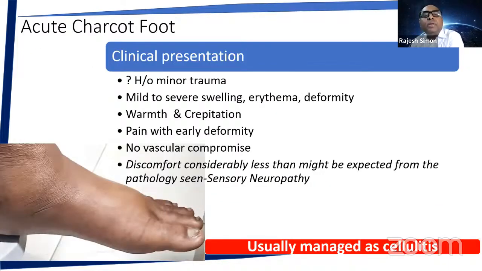Clinical presentation could be because of a minor trauma, with mild to severe swelling. Warmth is always there. It is always warm. That is why we think about cellulitis. An early patient might have some amount of pain, especially when your leading question is, do you have pain when I'm pressing? They'll say yes. But when they are talking about something else and then you press, there might not be pain. Vascular compromise usually is not seen in the Charcot foot because, as I said, it's hypervascular.